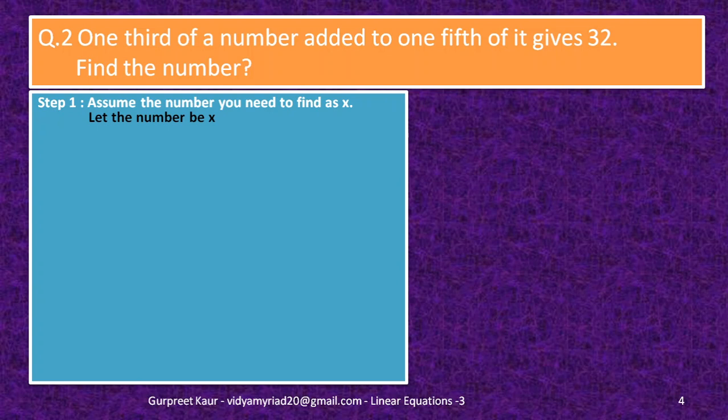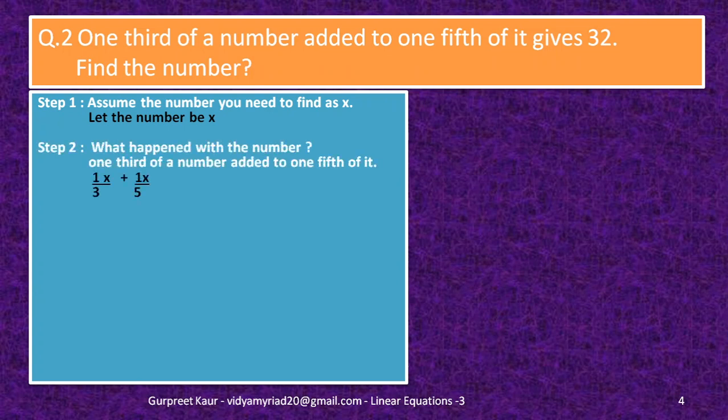Now, 1/3 of a number. So, 1/3 x. I need not write multiply, when you write together, it is understood that you are multiplying. Added means plus, to 1/5. How to write 1/5 of it? What is it? It is a number. And what is my number? x. So, in step number 2, I will form an equation like this: 1 upon 3 x plus 1 upon 5 x. This is given to us.